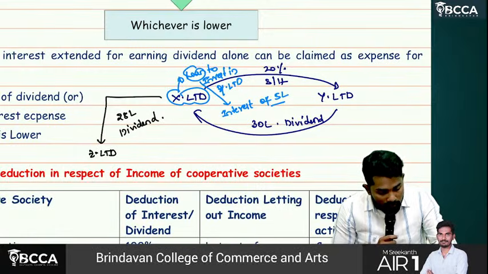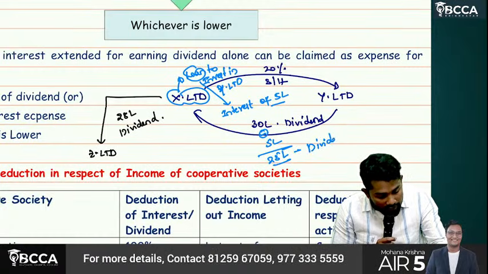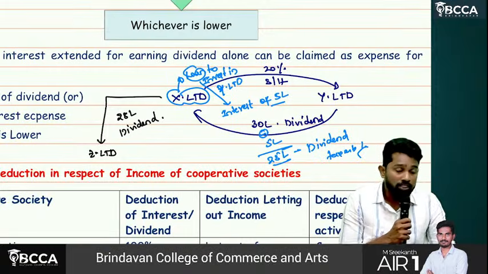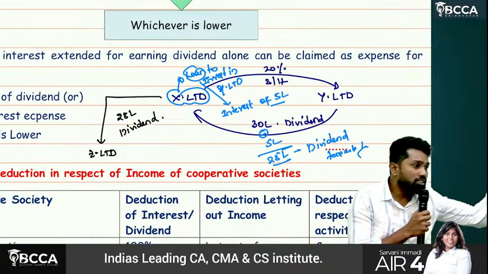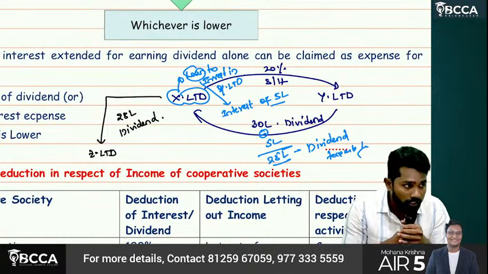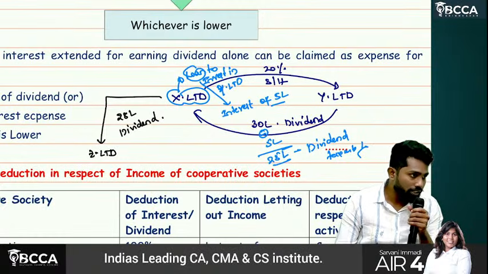So 30 lakhs minus 5 lakhs, what is the net taxable dividend, sir? 25 lakhs is the only dividend taxable. So now what is the ATM deduction? The ATM deduction is 25 lakhs or 28 lakhs, whichever is lower. So the deduction available is only 25 lakhs.